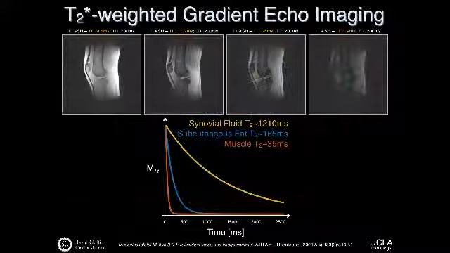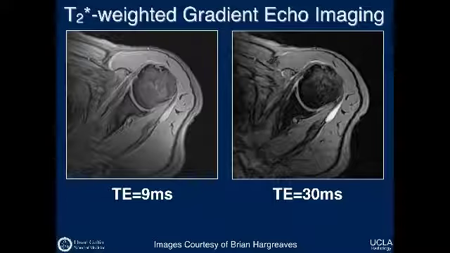Okay, so here's another example. These are just T2 star weighted gradient echo images through the shoulder. I thought these were maybe a little bit better example, with an intermediate TE of about 9 milliseconds. At 9 milliseconds, the signal intensities are a little bit uniform. There's not a lot of contrast between tissues.